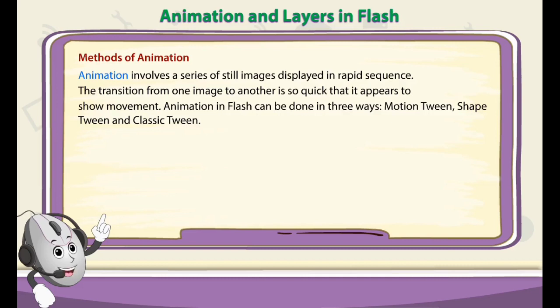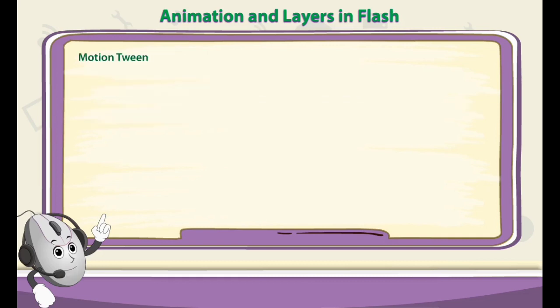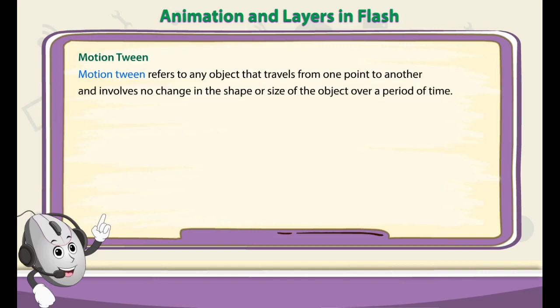Animation in Flash can be done in three ways: Motion Tween, Shape Tween, and Classic Tween. Motion Tween. Motion tween refers to any object that travels from one point to another and involves no change in the shape or size of the object over a period of time.